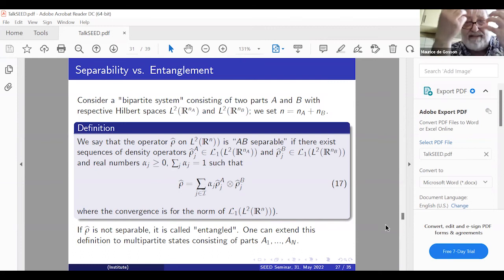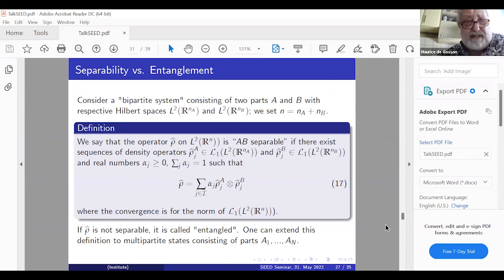So you can delocalize the part A and delocalize the part B. If this is not possible, if you cannot do that for any decomposition, then the state is said to be entangled. And if you cannot do this, it means that you have hidden correlations. The definition is not easy to understand, so just take it as a mathematical definition. You can even generalize that to the continuous case, but I will not attempt to do it here.